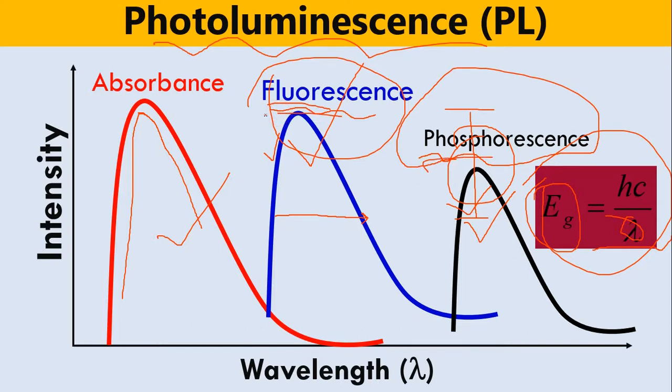As I explained, when the emission stops abruptly when we switch off the source, this is a fluorescent material. When the material still glows after switching off the source light, you can call this a phosphorescent material.